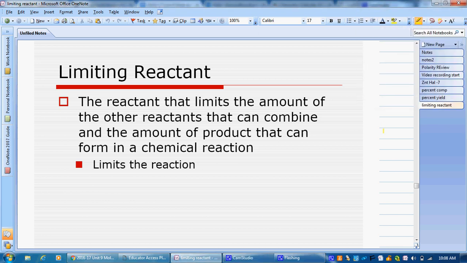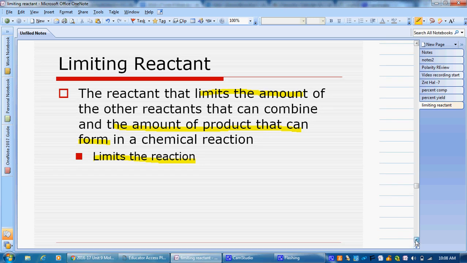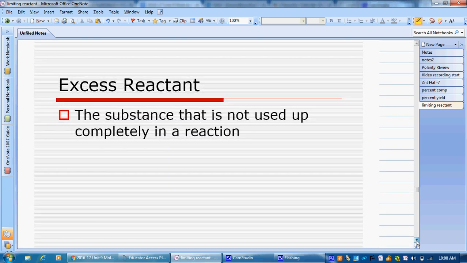Okay, limiting reactants. What we have to understand here is that this is the reactant that's going to limit how much we get in our products. So it limits the amount of product that can form. Really, what happens is it's what stops the reaction or limits the reaction. When we run out of this reactant, then there's nothing else to react and we have to stop. So there won't be any more product.